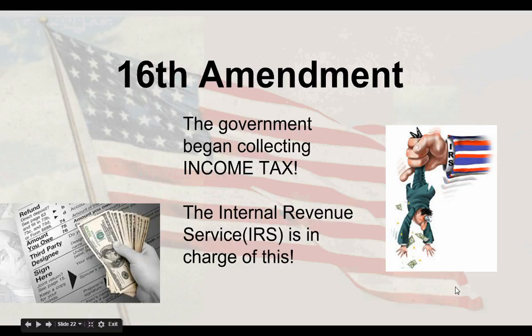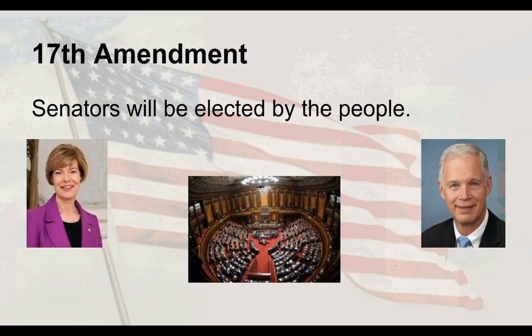Forty years would pass before Congress passed another amendment. The 16th Amendment gave the government the power to take income tax directly out of your paychecks. The Internal Revenue Service, or IRS, collects this tax. The 17th Amendment changed how our senators were picked. Governors used to decide who would represent the state in Congress. After the 17th, the people of the state would now pick them. In Wisconsin, we have Ron Johnson and Tammy Baldwin.